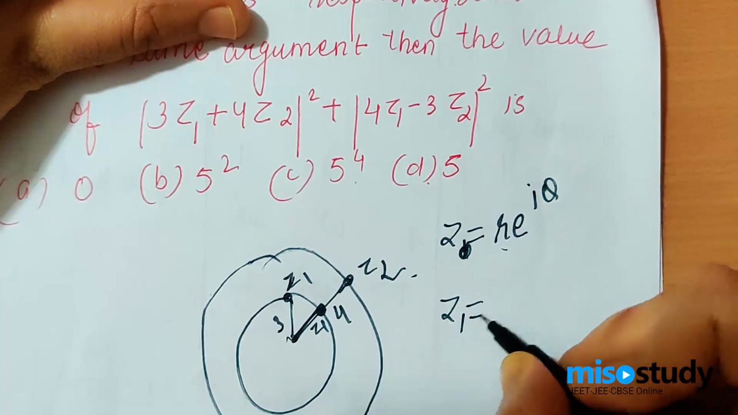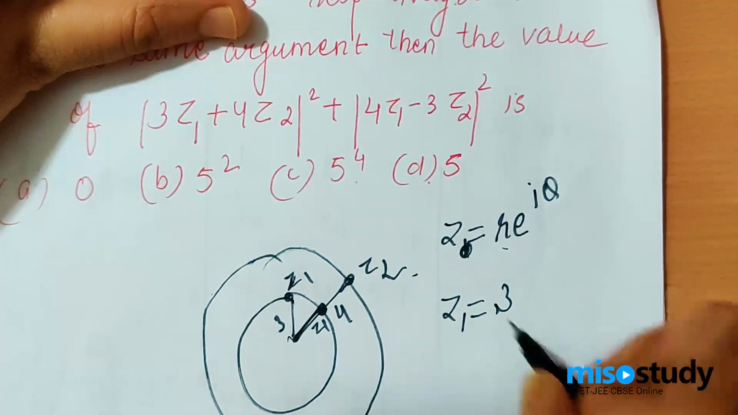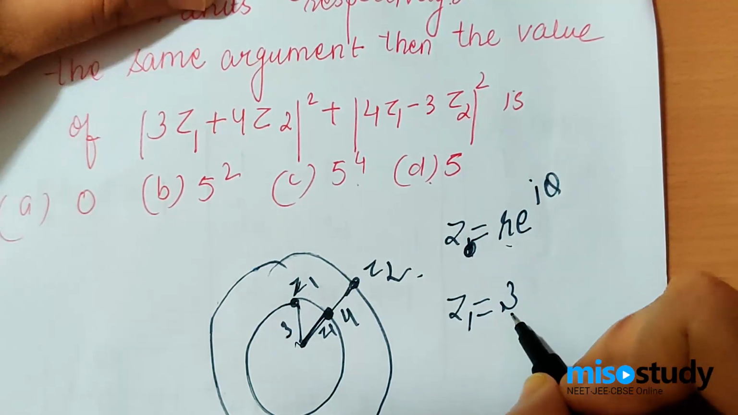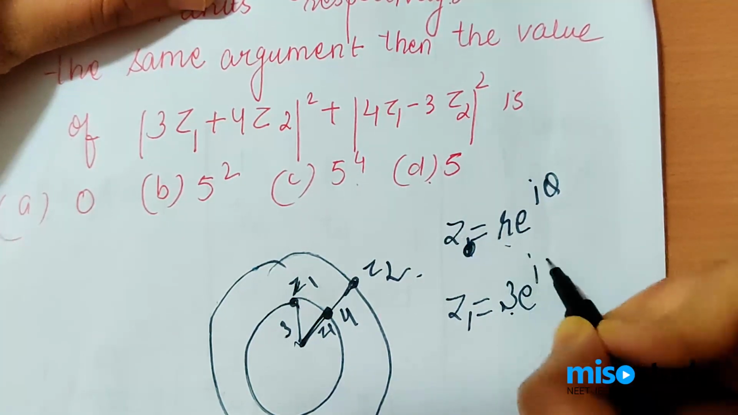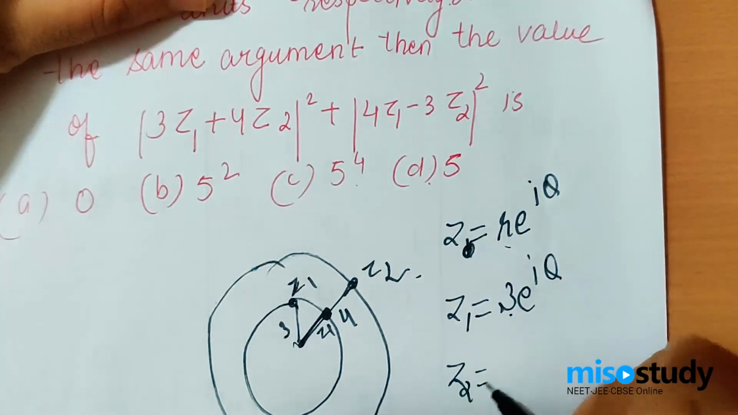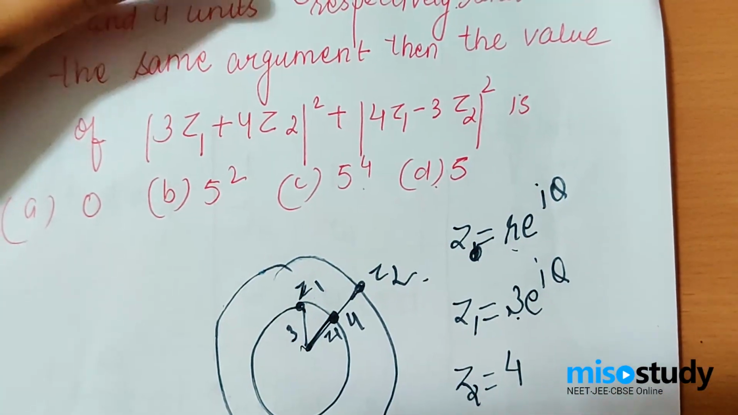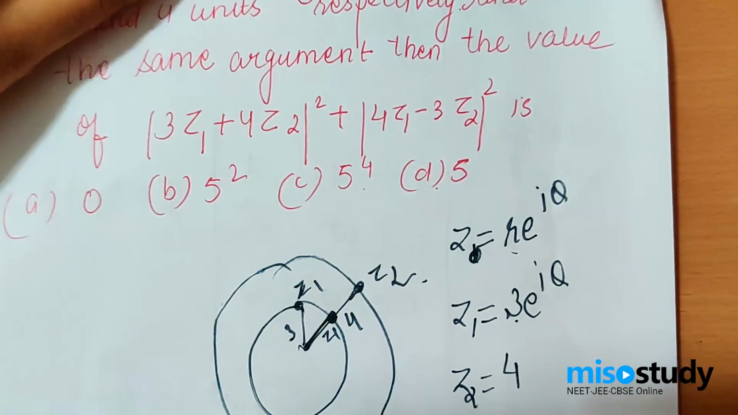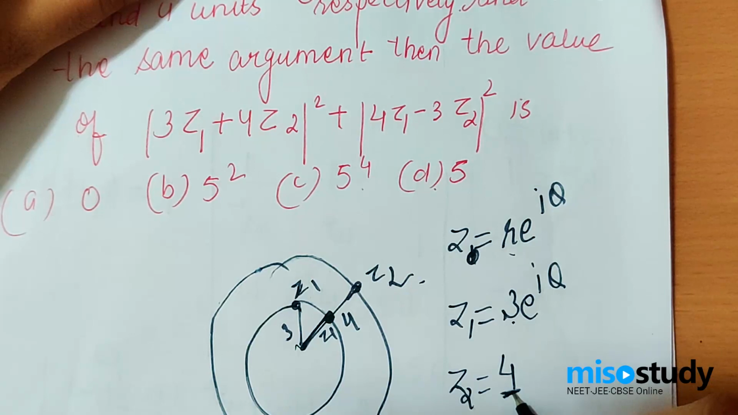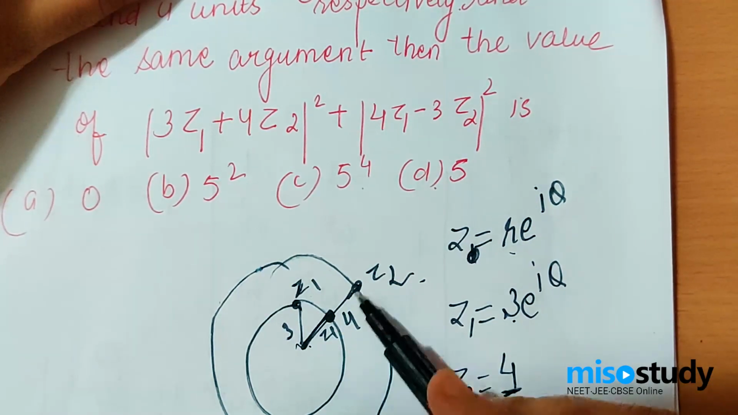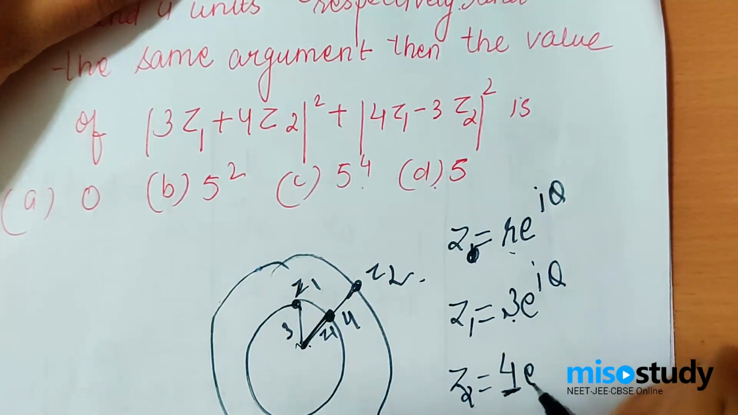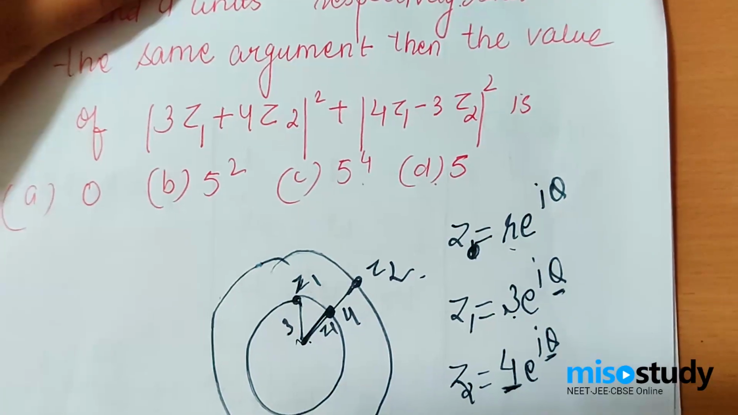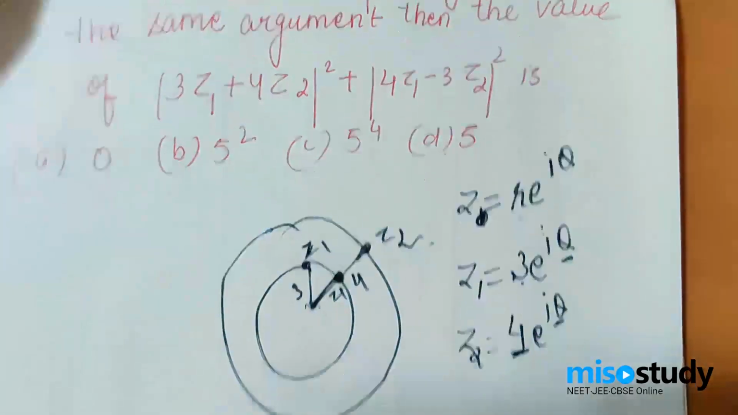So if I talk about z1, since it is lying on the circle having center at origin with r equal to 3, z1 would be 3 e raised to the power iota theta. Similarly z2 would be 4 e raised to the power iota theta, because it is lying on the circle having center origin and radius 4. r is the distance of the complex number from the origin, so the distance of the complex number from the origin will always be 4. And the argument is the same for z1 and z2 both, so I have taken the argument theta in both cases. Now I just need to put the values and get my job done.